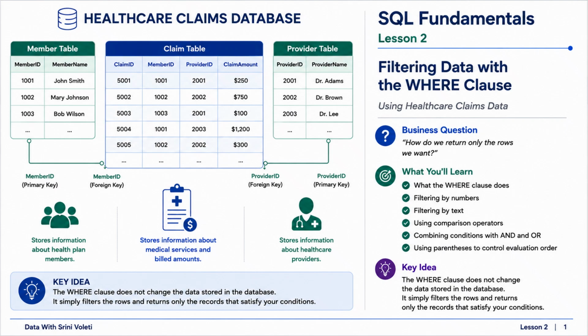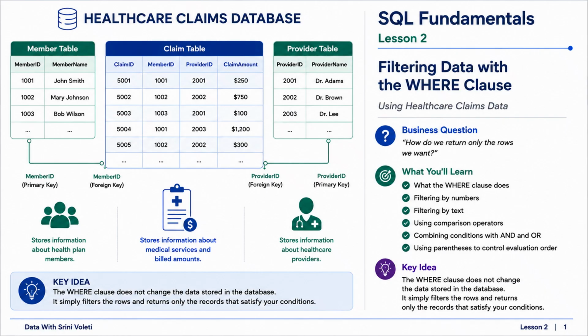Imagine you are working as a data analyst for a health insurance company. Your database contains thousands or even millions of claim records. Now think about the kind of request your manager might make. They almost never want to see every claim in the database. Instead, they ask very specific business questions such as, show me all claims submitted by member 1001, show me claims where the amount is greater than $500, show me all claims submitted by Dr. Brown, so on and so forth.